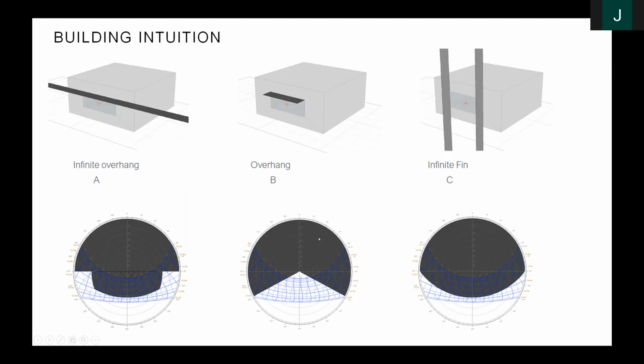Some quick test of your building intuition. Which of these shading masks corresponds to these different shading devices? Here we have an infinite overhang. Is it A, B, or C? Somebody shout it out.